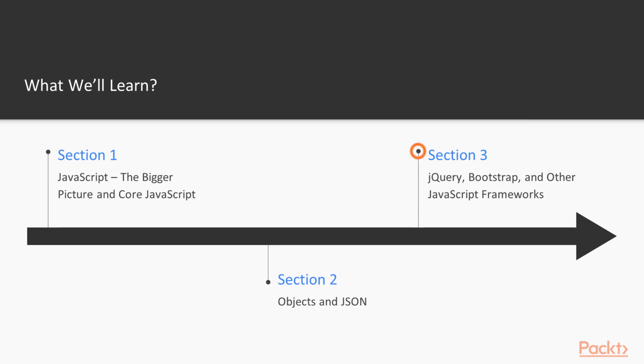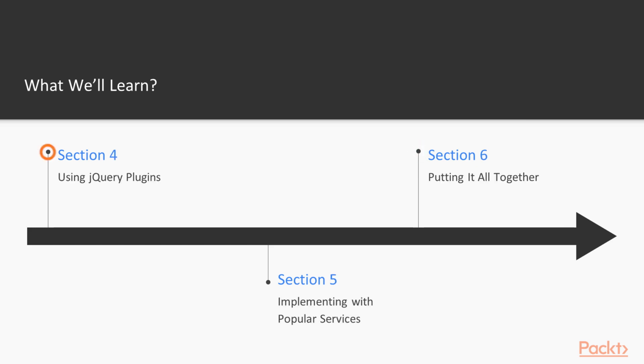In section 3, we're going to talk about jQuery and Bootstrap, which are both very popular HTML, CSS, and JavaScript frameworks. While jQuery is just JavaScript, Bootstrap is all of that. And we're going to talk about other JavaScript frameworks and how those play into the development cycle. In section 4, we're going to talk about using jQuery plugins, which is pre-written code from other people, and how we can import that into our content and our code and utilize that functionality.